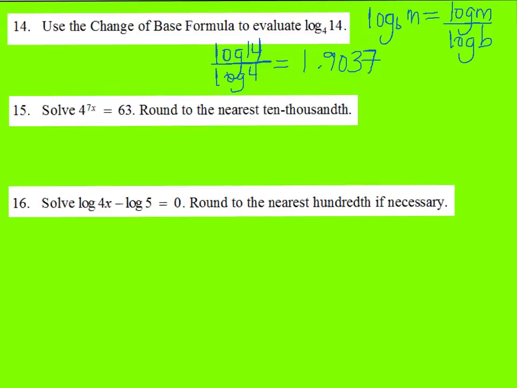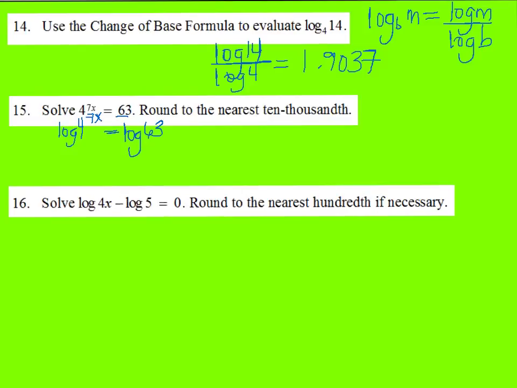Number 15 says solve. We have an exponential function, and we want to solve this and round our answer to the nearest 10,000th, like I did in the previous answer. So, since our bases here are 4 and 63, and we can't make them the same, I'm just going to throw the word log in front of each. So it's going to be log of 4 to the 7x is equal to log of 63. And I'm going to rewrite that, make it a little bit more clear. It's log base 4 to the 7x power. There we go.